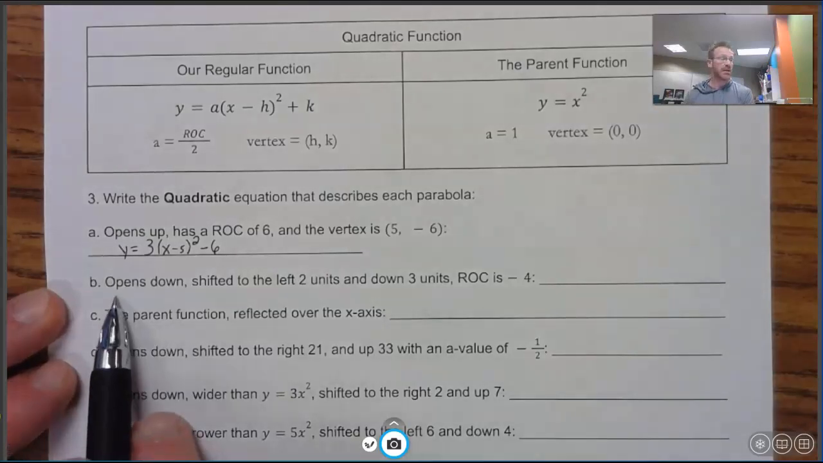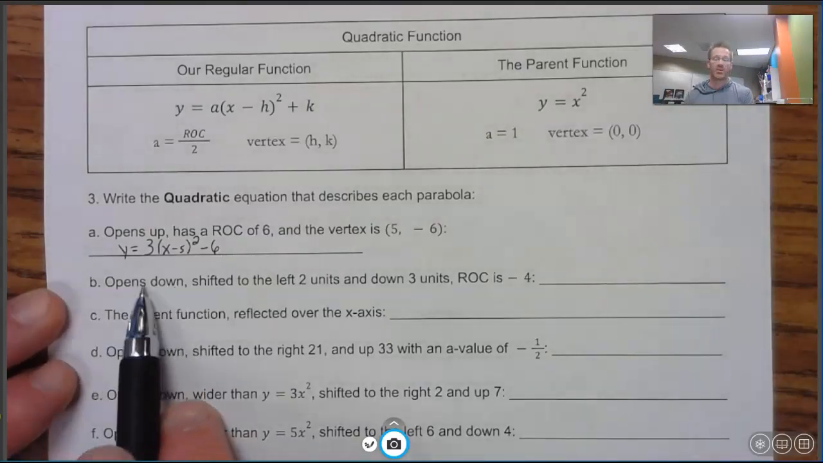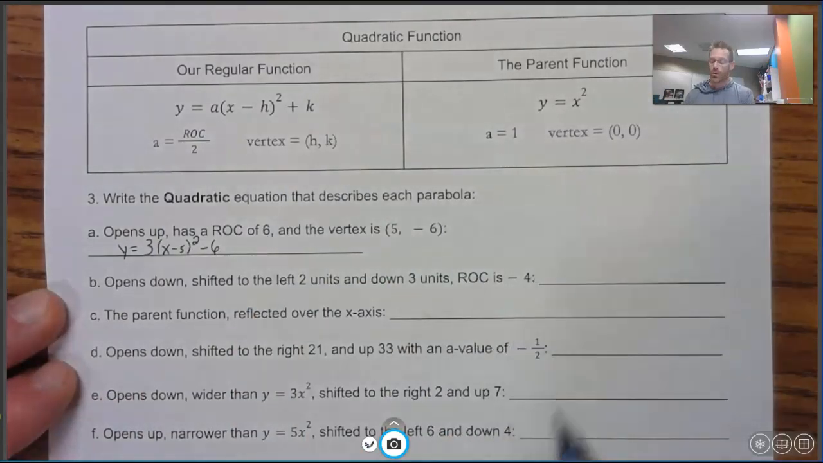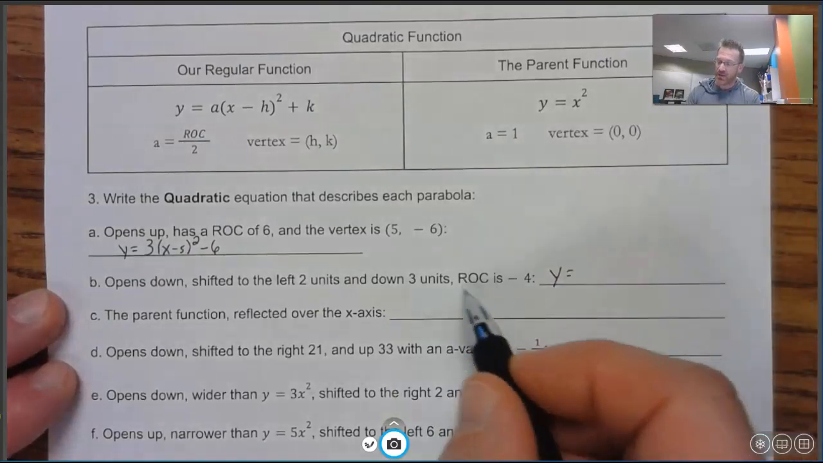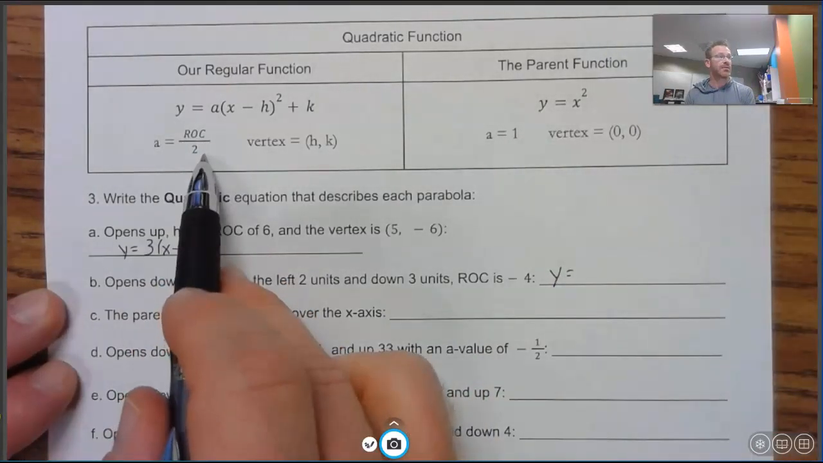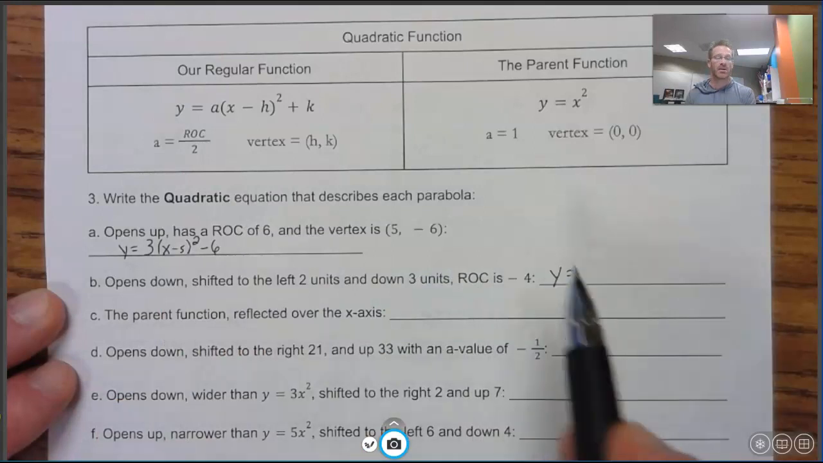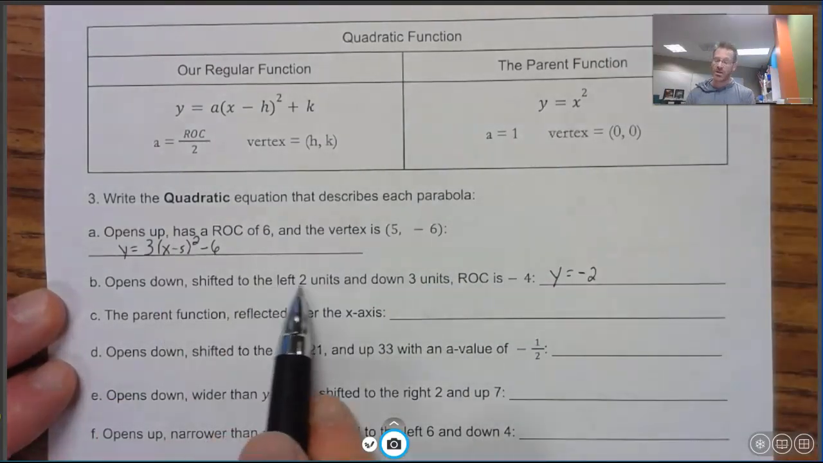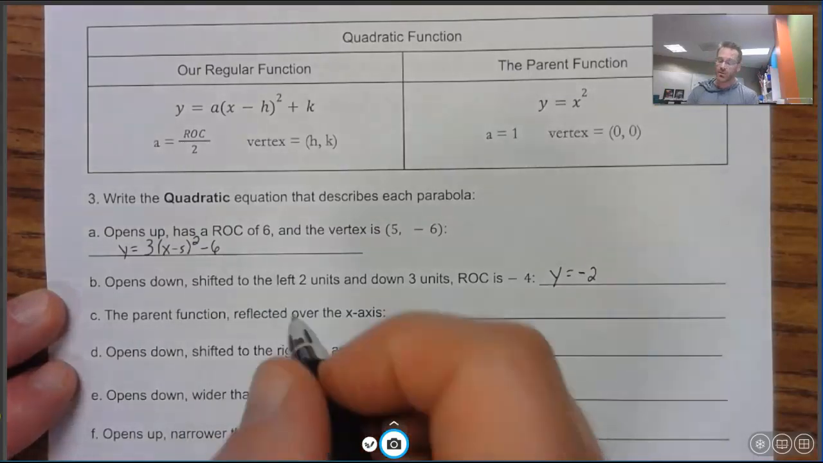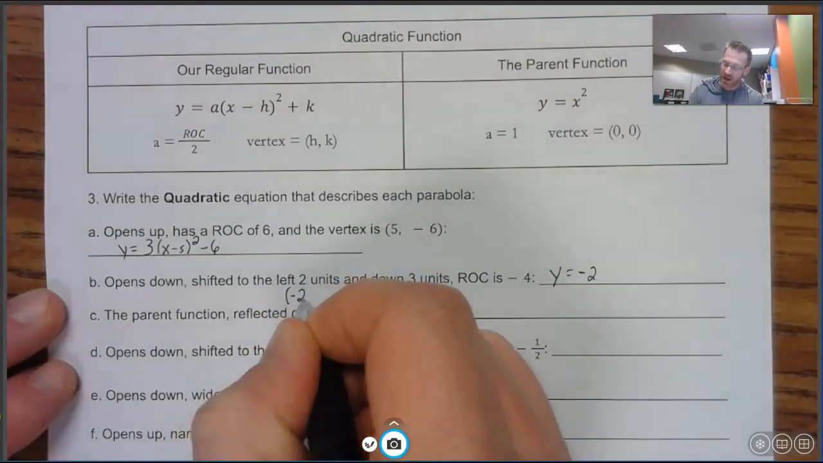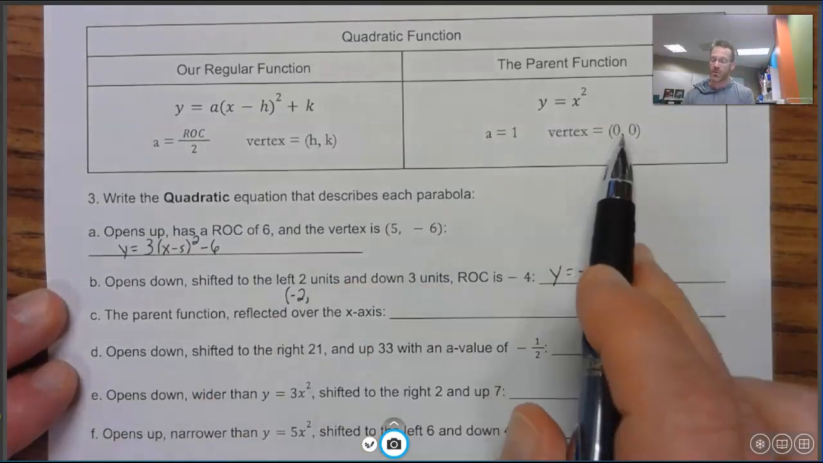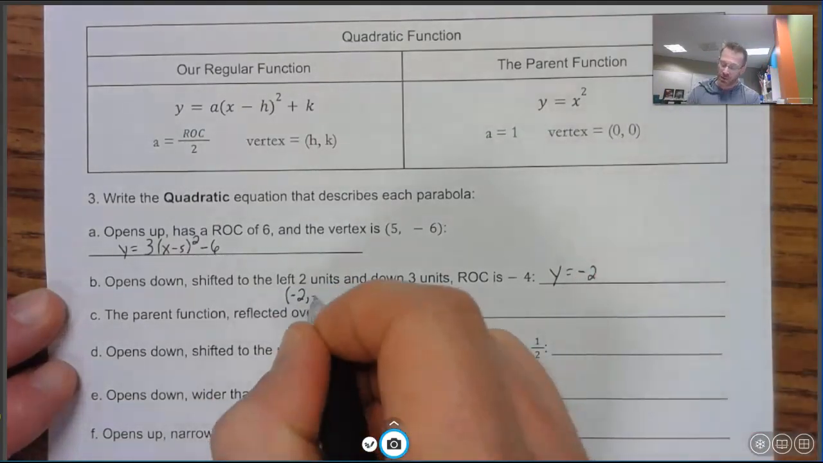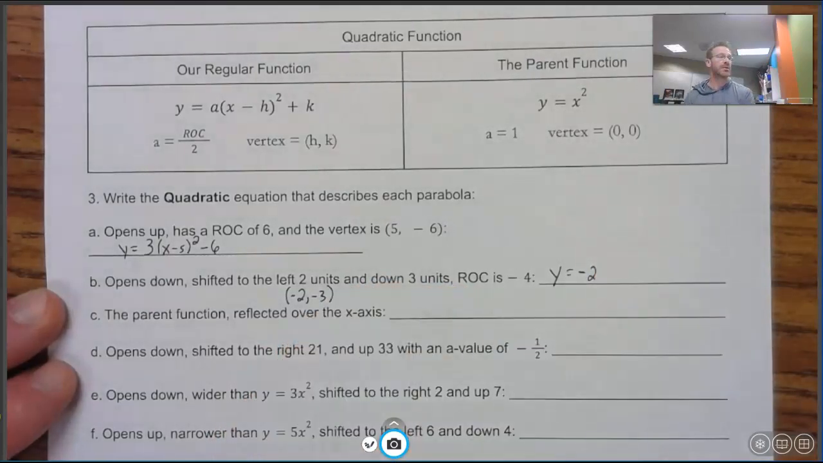Now looking at B here, we know it opens down. Now it tells me my rate of change is negative 4. So once again, to get my a value, I take my rate of change and divide it by 2. Negative 4 divided by 2 is negative 2. So there's my a value. Now, it says shifted to the left and down 3. Shifted to the left means my x value is negative 2, so I'm moving to the left of 0. And if I go down 3 units, that means my new y coordinate for my vertex is negative 3.